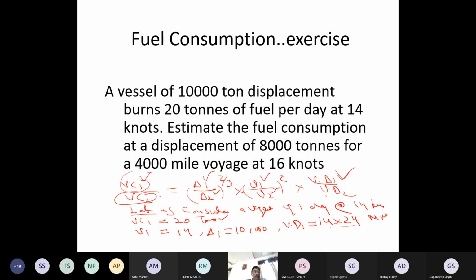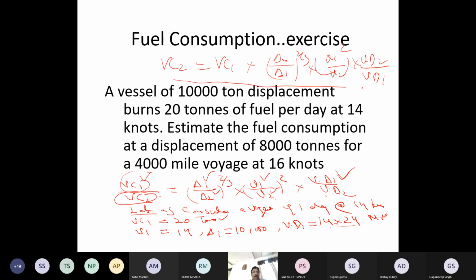इसमें क्या है, आपको you can write straight away VC2 जो निकालना है, which is equal to VC1. VC1 आपको पता है 20 टन multiplied by delta 2 by delta 1 है ना. ये दोनों चीज़ें पता है, raised to power 2 by 3 निकाल के इसको डाल देंगे. उसके बाद V2 by V1 का स्क्वायर इंटू voyage distance 2 over voyage distance 1.